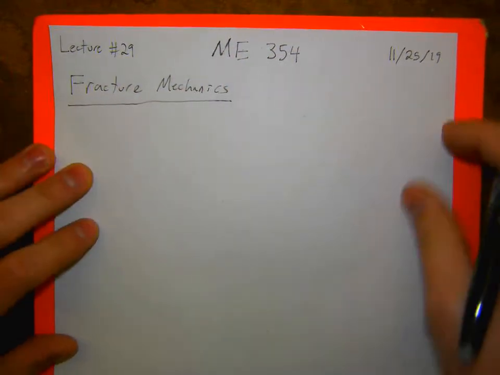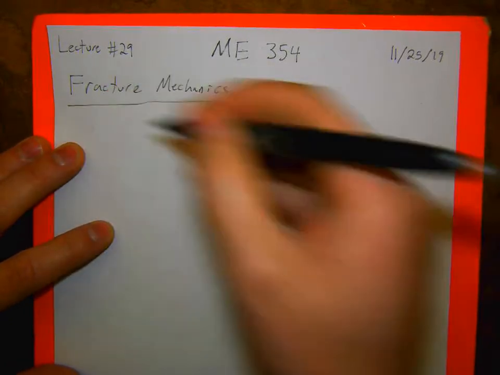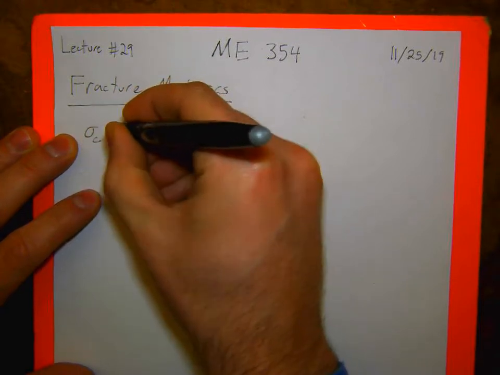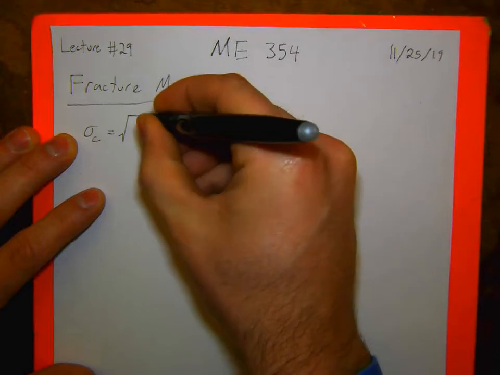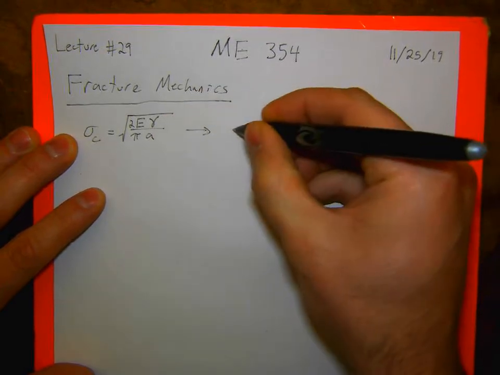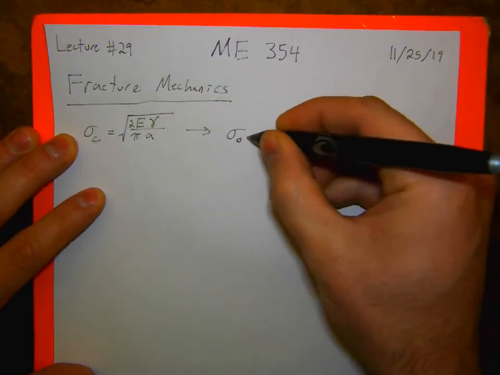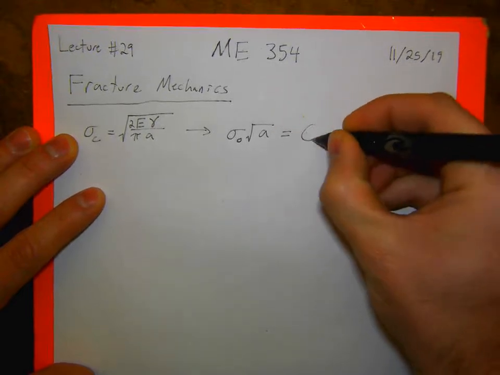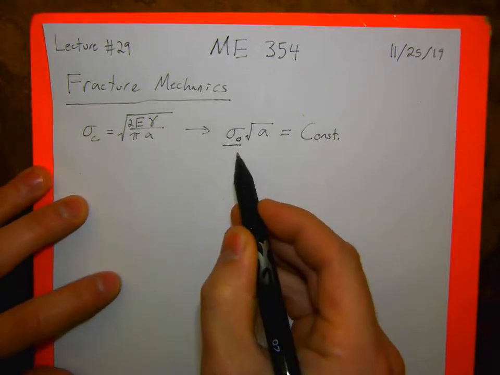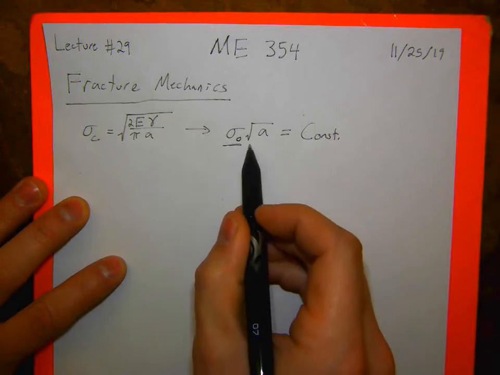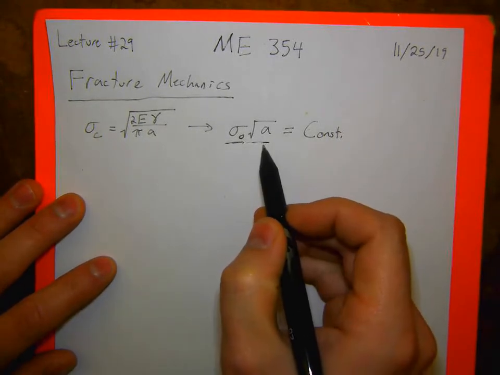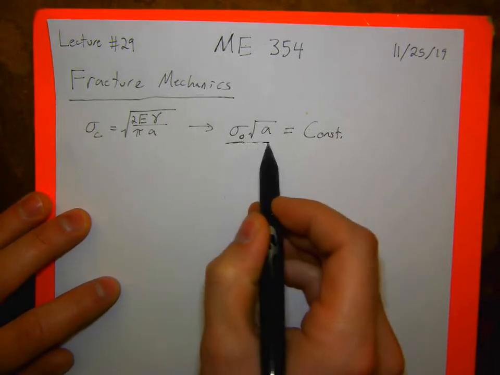So from Griffith's studies of sharp cracks, we found that the critical stress required to nucleate a flaw was proportional to the square root of 2Eγ over πa. Or more importantly, there was this constant, σ₀ square root a, that was a constant. So basically now the strength of a material, or the stress required to cause failure, and the largest size of a flaw in a material is a constant. So the strength of the material depends on the size of the flaws relative to the square root of a parameter.